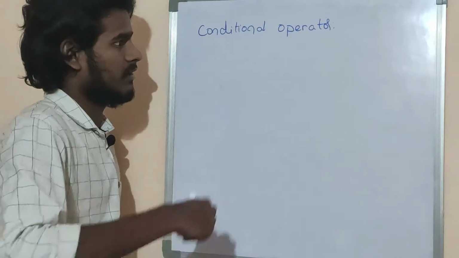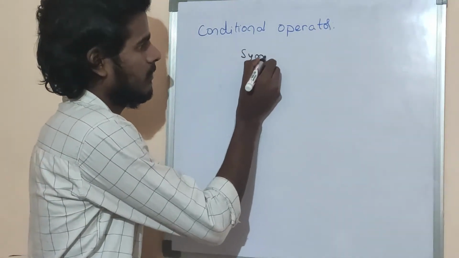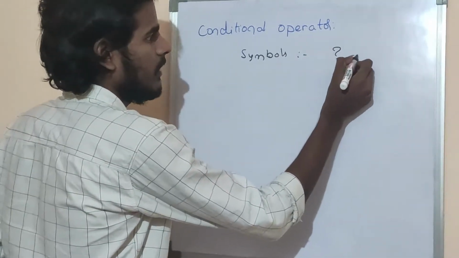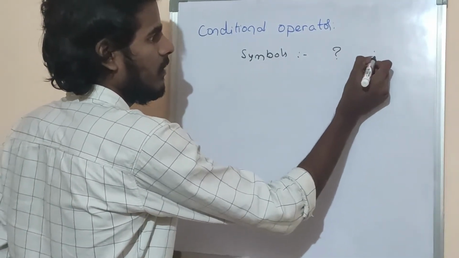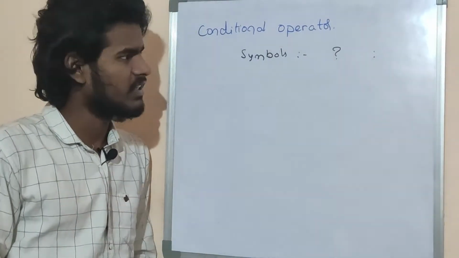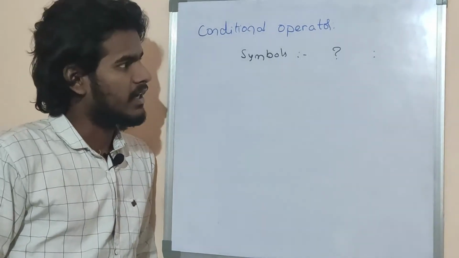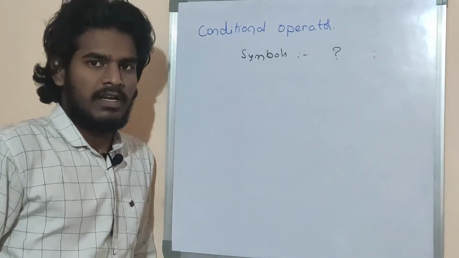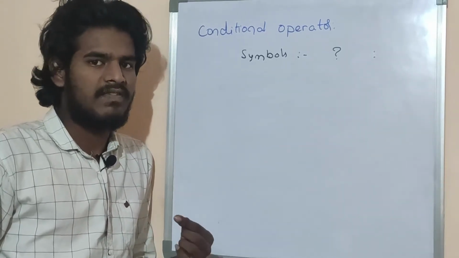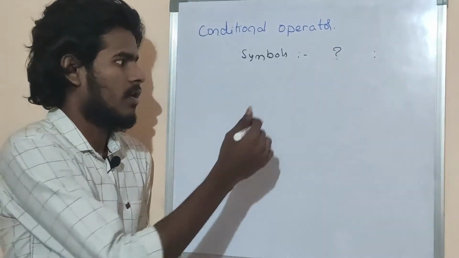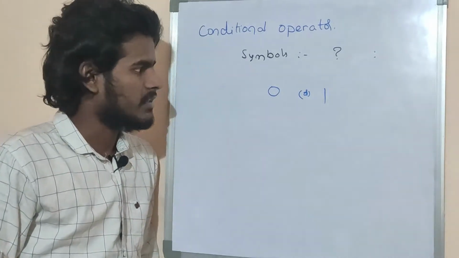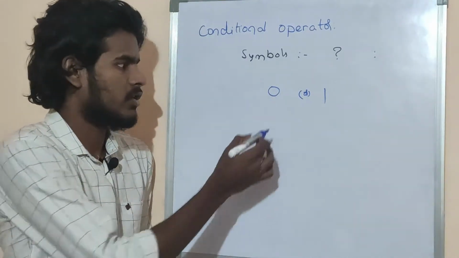These symbols are question mark and colon. In the previous session we completed which operators? Logical operators and relational operators. Both logical and relational operators return the values either 0 or 1.